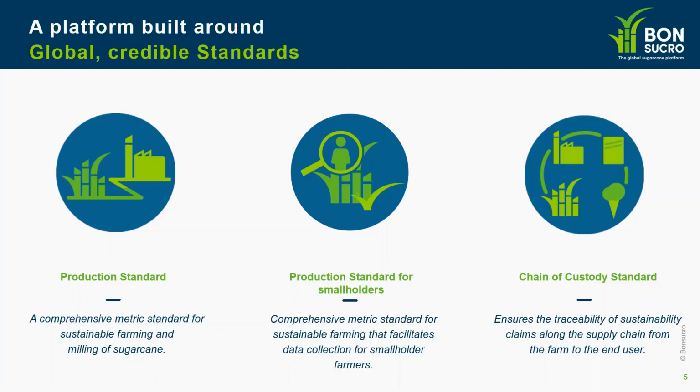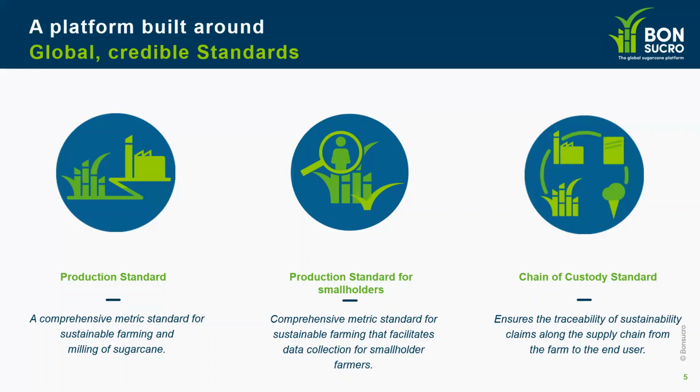And then finally, we have a chain of custody standard, which is an accounting framework for the trade of Bonsucro certified material. That material can be, of course, sugar, ethanol, bagasse, molasses, anything that comes from sugarcane, and very recently, biomaterials like bioplastics, fibers, textiles, etc. Anything from sugarcane can be Bonsucro certified.